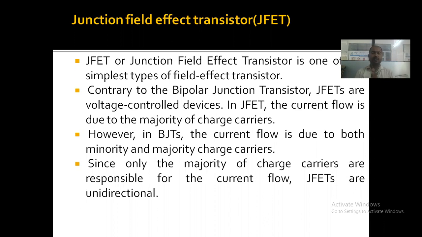Whereas in a BJT, the current flow is due to both majority and minority carriers. We have discussed the same thing now. Since only the majority charge carriers are responsible for the current flow, we know that majority, why are the minority charge carriers not responsible in the JFET?